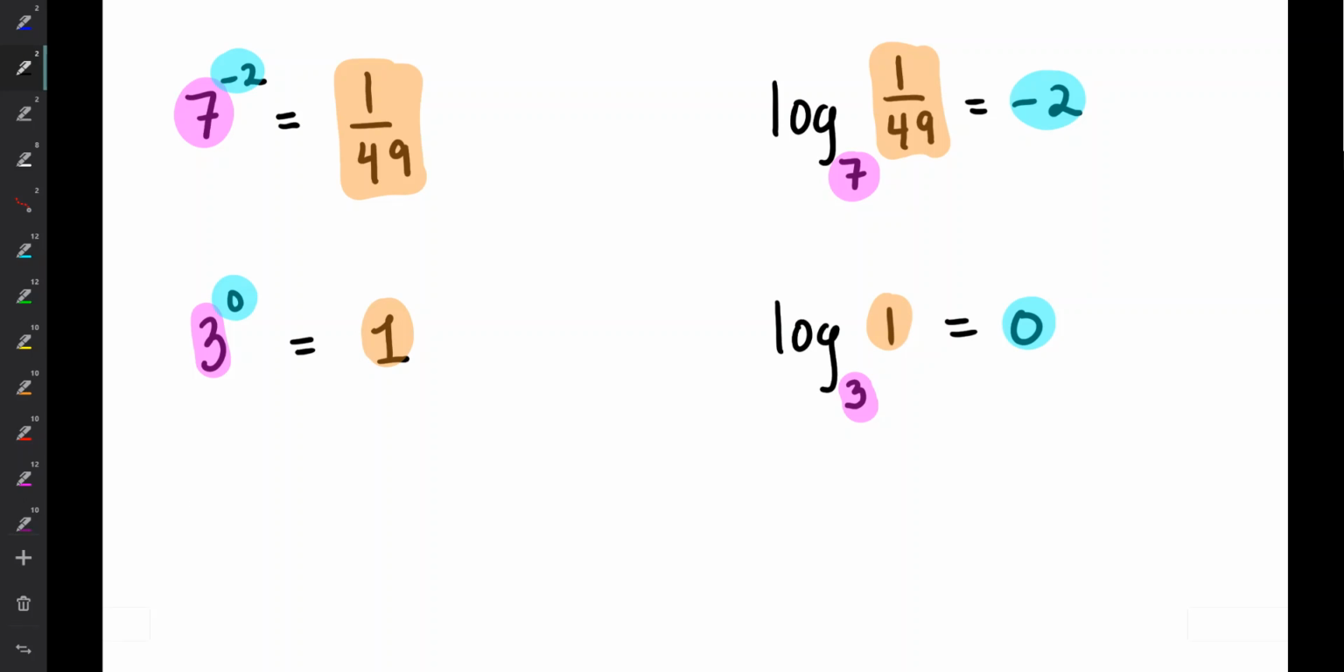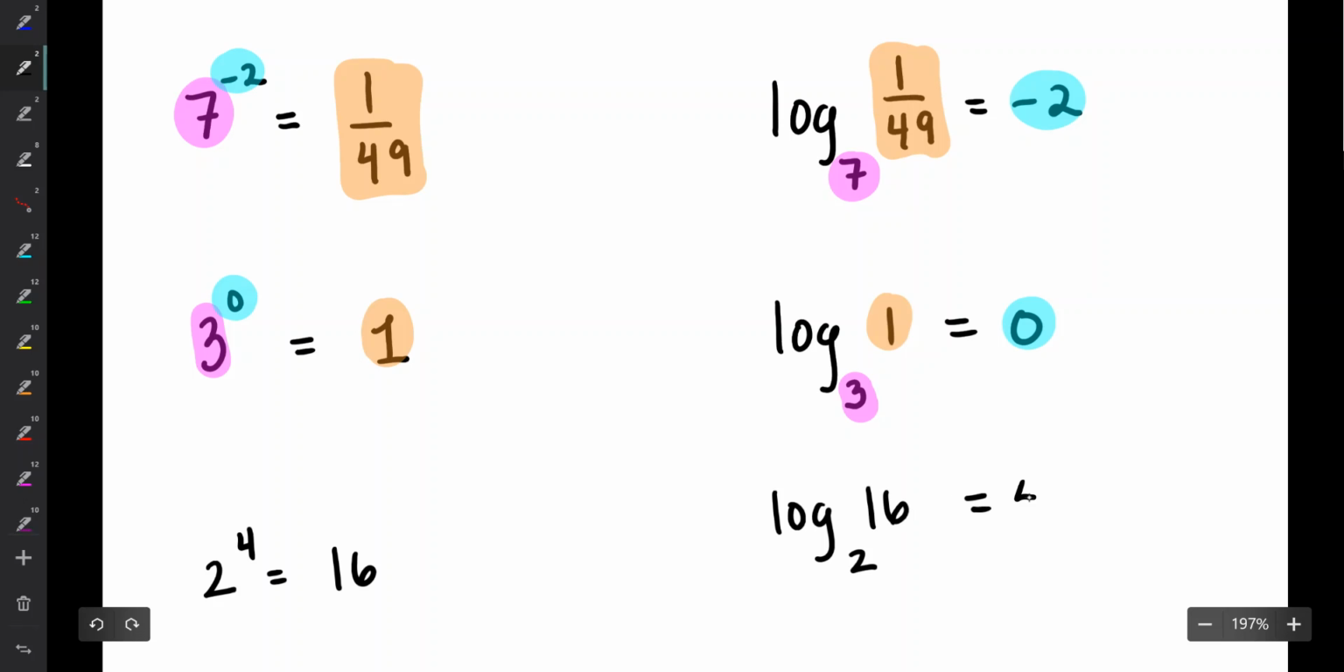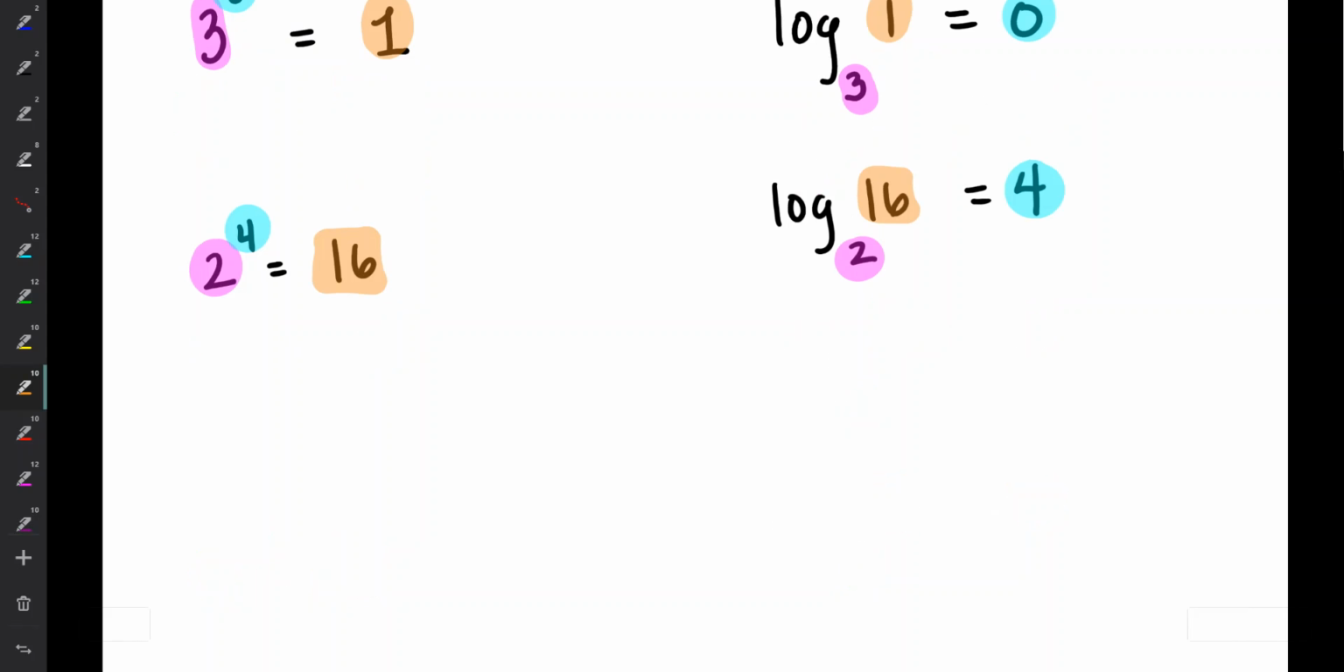How about 2 to the 4th is 16, so log base 2 of 16 will be 4. The base of my exponent and my log are the same. Logs spit out the exponents. Log base 2 is going to gobble up that perfect power of 2, of which 16 is. It's 2 to the 4th, and it'll spit out the exponent 4. All right, how about one more?